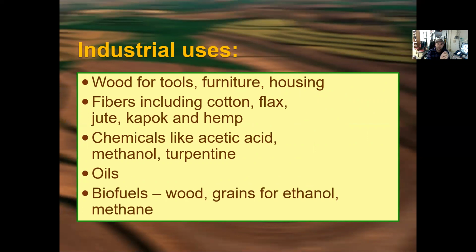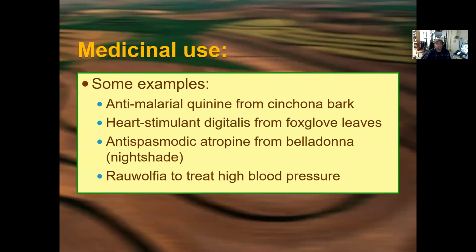So that's why the horticulture industry is so important, because it bases itself off of a large span of things. So some things you wouldn't think would be a part of horticulture definitely are. So medicinal use. Some examples would be anti-malarial quinine from cinchona bark. And there is a lot of different types of medicinal use that you can get from plants.